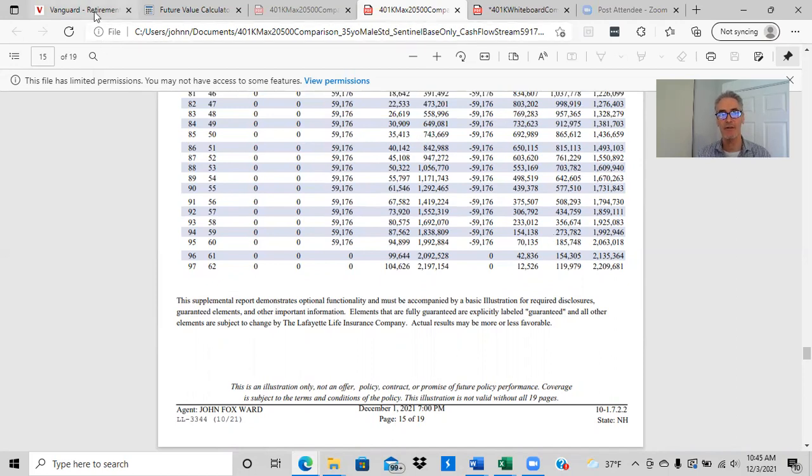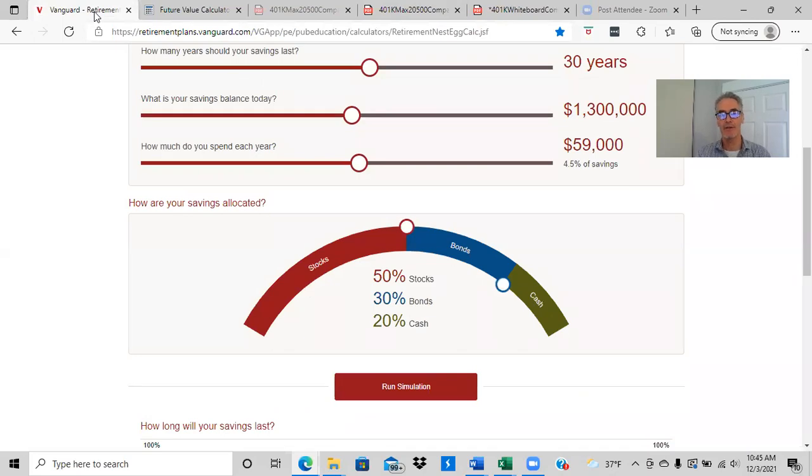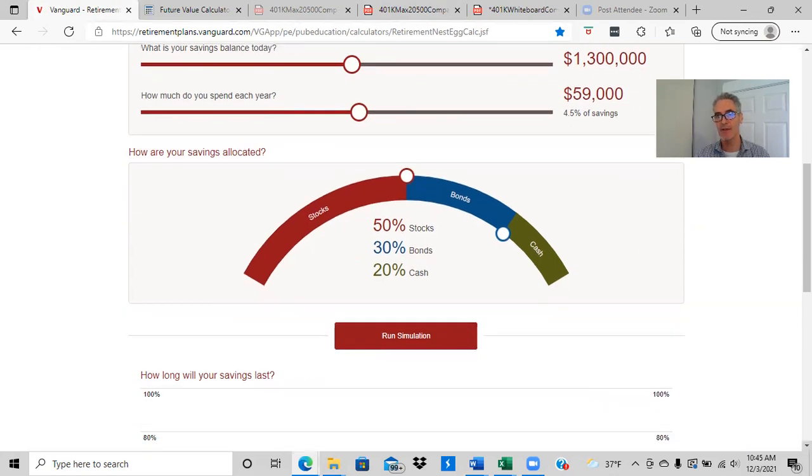Now let's go back to the calculator. All right, hopefully that wasn't confusing. So I'm going to use this. I rounded it down to 59,000, and I want to see what the probability is that I'm not going to run out of money before that 30 years is up. So we're going to run the simulation.